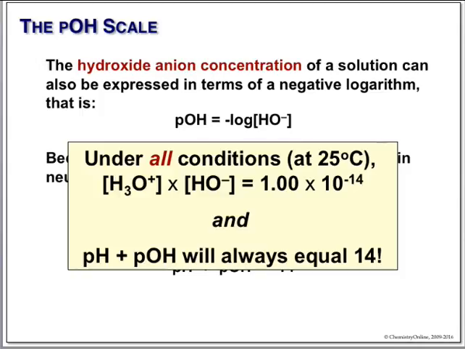Knowing these two things will really make it simple to solve what appears to be fairly complicated pH problems. This concentration times that one must always be 10 to the minus 14, and pH plus pOH must always be 14. Let's look at an example.